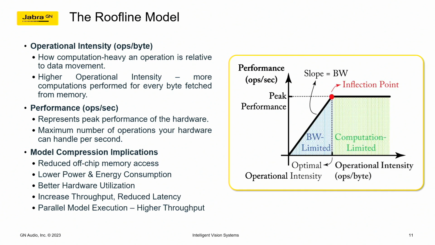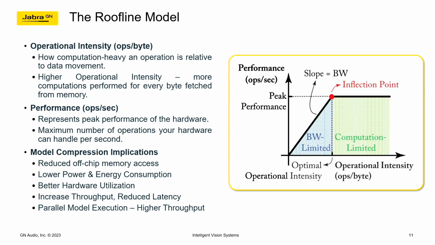So how does model compression help here? You have a reduced amount of off-chip memory accesses. So that in turn reduces the amount of energy consumption, because now you don't have to go to the external memories constantly, which consumes a lot of energy. You have better hardware utilization. You increase your throughput and reduce latency. And if you want to run multiple models, and if a model is small enough, you might be able to even run multiple models in parallel now.